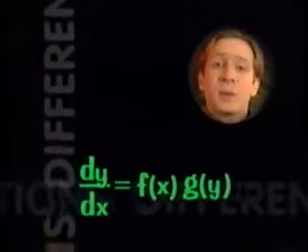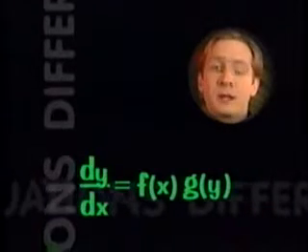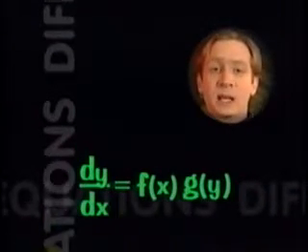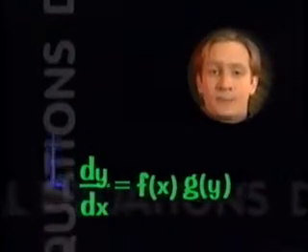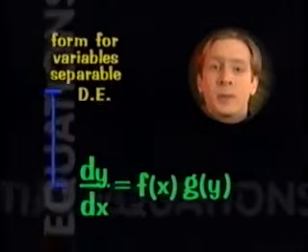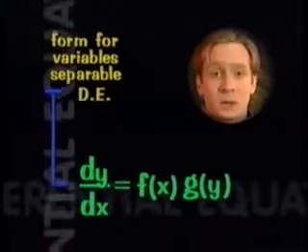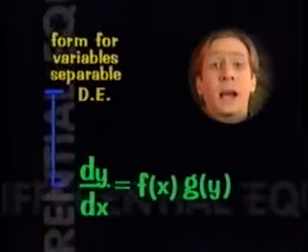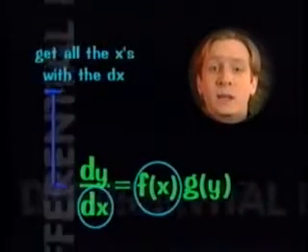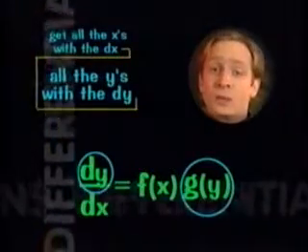To show you how this separable stuff works, take this sample equation. dy dx equals f of x times g of y. This is the form for a variable separable differential equation. This equation is separable because we can, with the help of a little elementary algebra, get all the x's with the dx and all the y's with the dy.